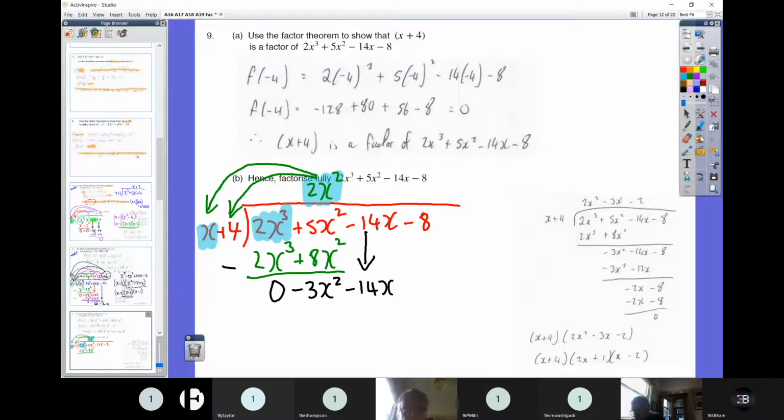Okay. So what 2 bits are we going to be focusing on now? The 3x squared with the minus bit as well. And exactly.